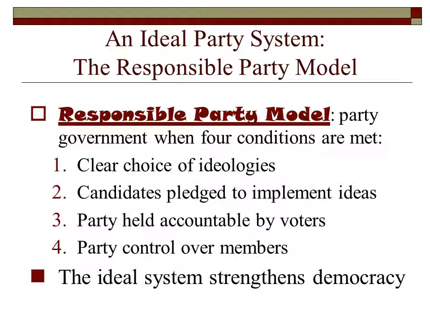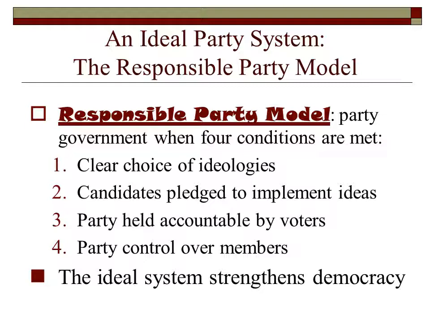And so we come to an ideal party system, the responsible party model. The responsible party model is that party government, when 4 conditions are met, looks like this. Here are the 4 conditions that will be met in order for that party responsible model to happen. Number 1, you have a clear choice of ideologies. You know exactly what everybody stands for. You have choices because they're different, and you can choose between one or another and actually get some pull between two. Let's just say you have a choice and the things don't look exactly the same. You know what your choices are, and you're free to make one.